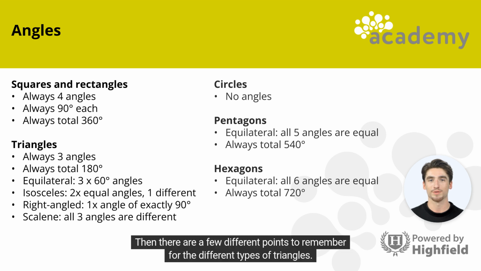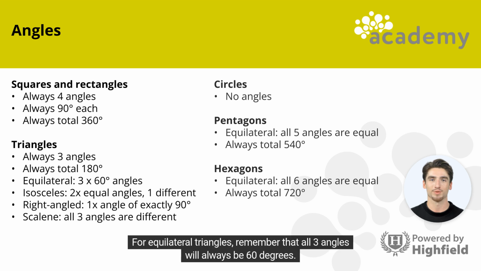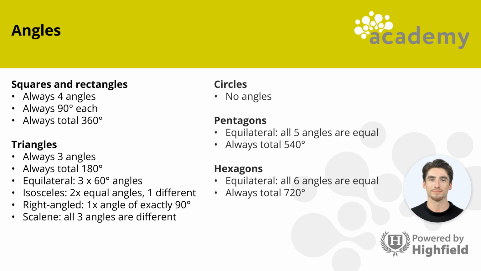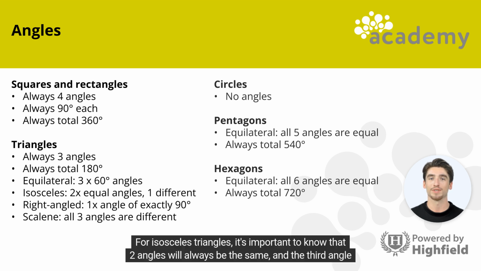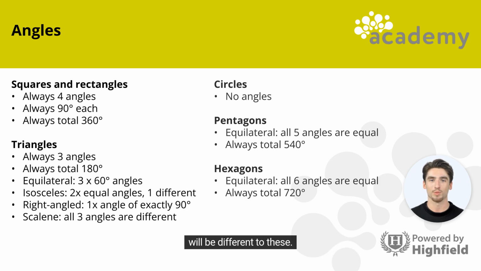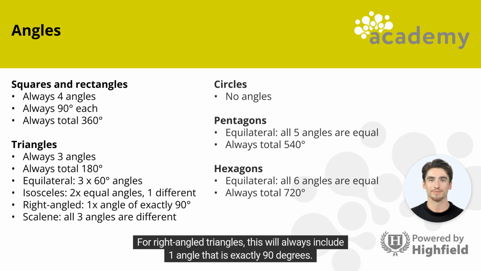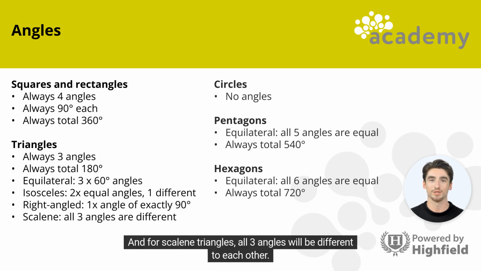Then there are a few different points to remember for the different types of triangles. For equilateral triangles, remember that all 3 angles will always be 60 degrees. For isosceles triangles, it's important to know that 2 angles will always be the same, and the third angle will be different to these. For right-angled triangles, this will always include one angle that is exactly 90 degrees. And for scalene triangles, all 3 angles will be different to each other.